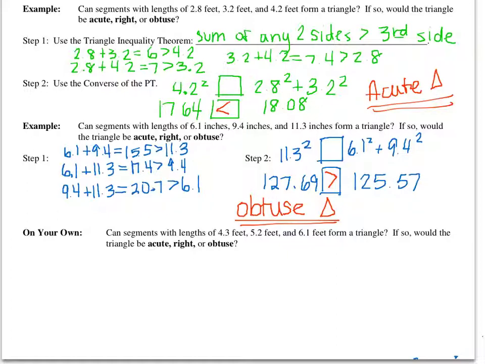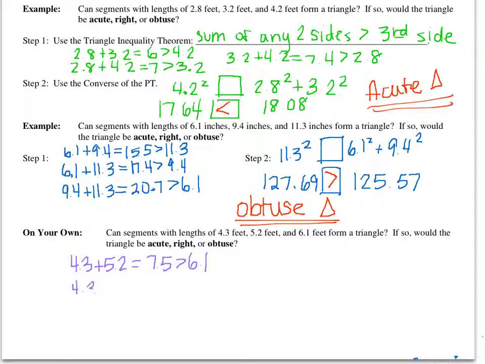Let's do this last problem here. Can these three segments, 4.3, 5.2, and 6.1 feet, form a triangle? And if so, would it be acute, right, or obtuse? So first, again, let's test our sides. So 4.3 plus 5.2, that's going to equal 7.5, which is greater than 6.1, so those two sides work.